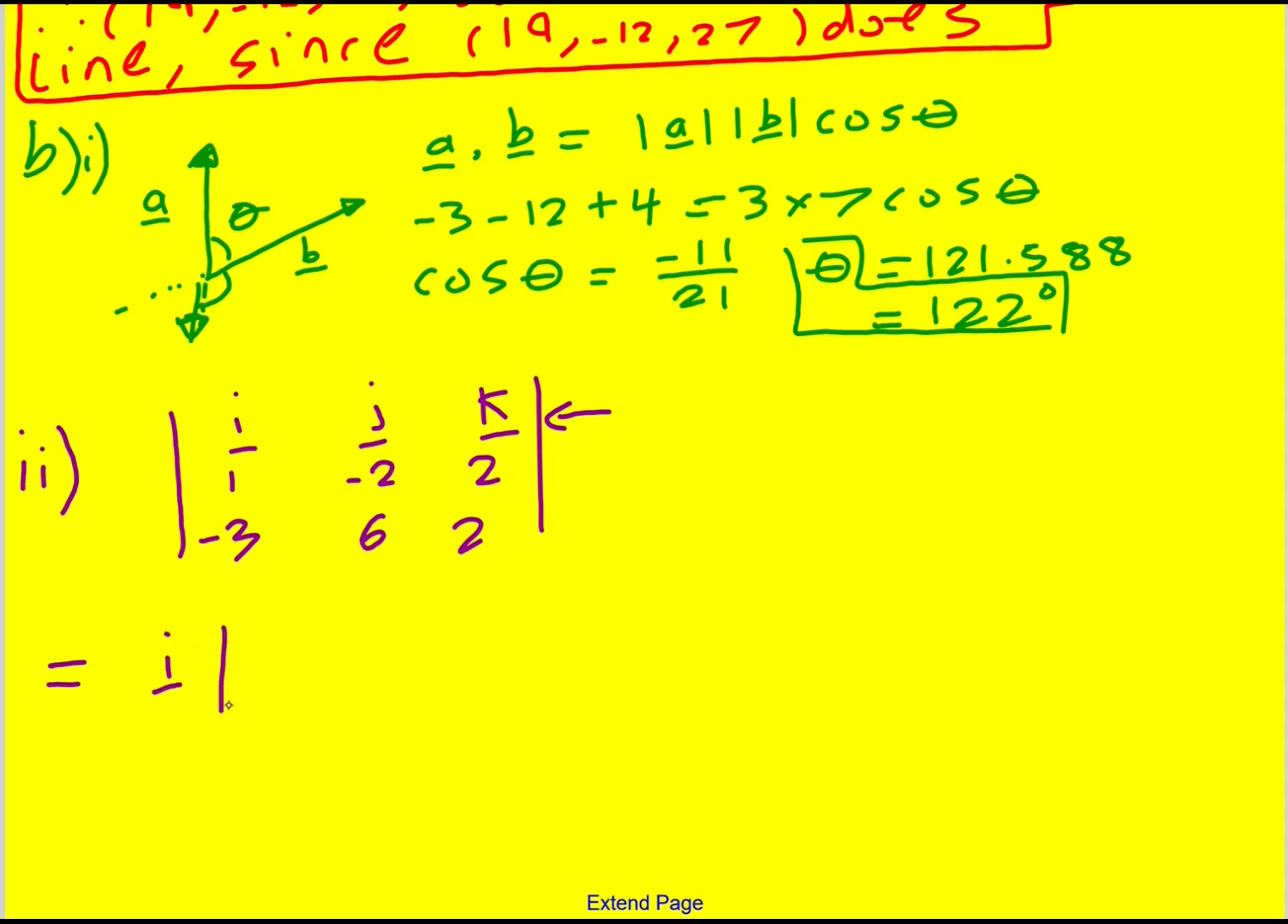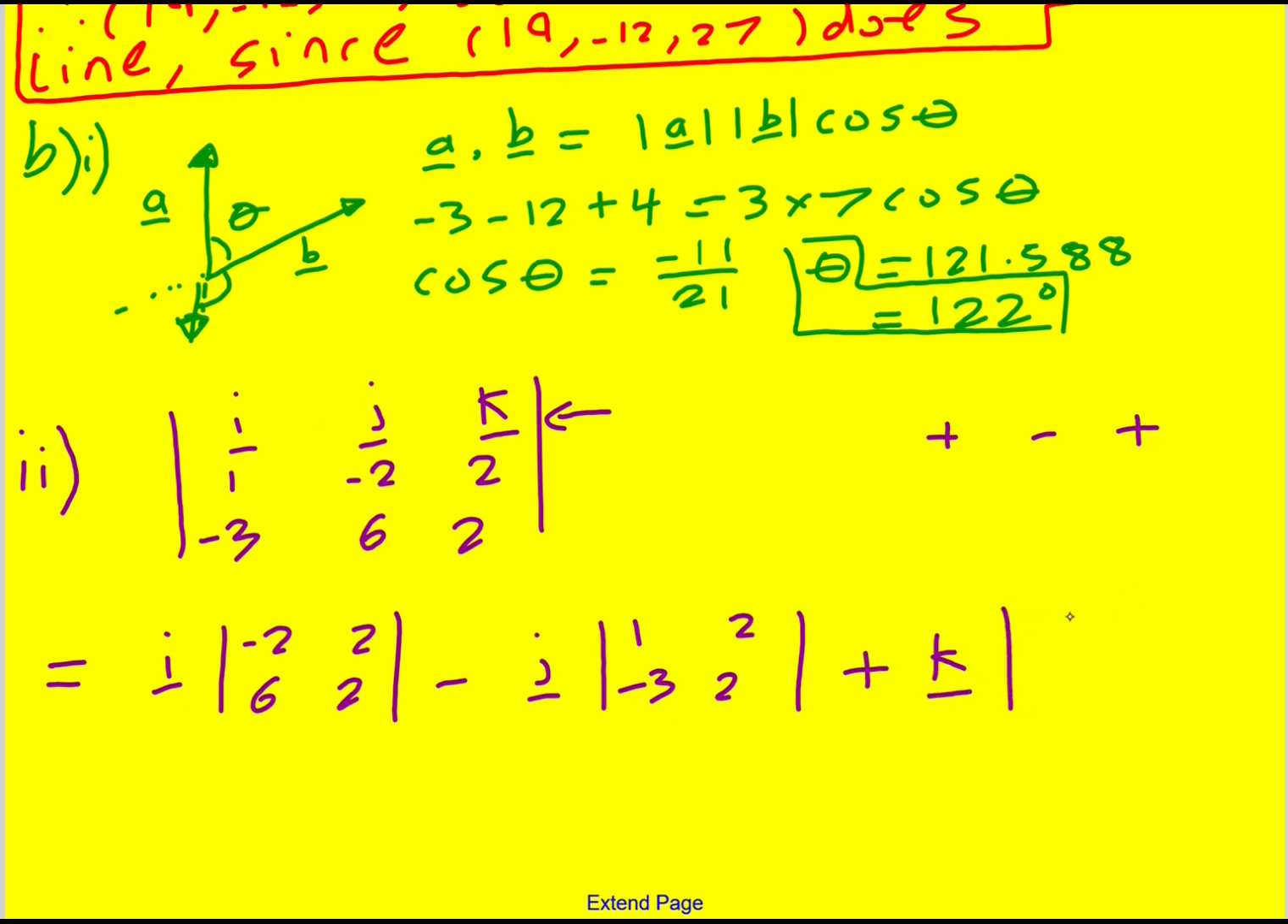I'm going to get i times the determinant when I cross this out, minus 2, 2, 6, 2. This one's a plus, and then the next one will be minus, and the third one will be a plus. It's minus 1 raised to the power of the row plus the column. So minus j, cross this out, 1, 2, minus 3, 2, plus k, 1, minus 2, minus 3, 6.